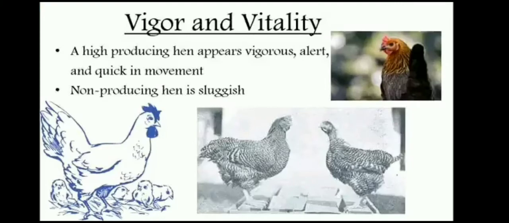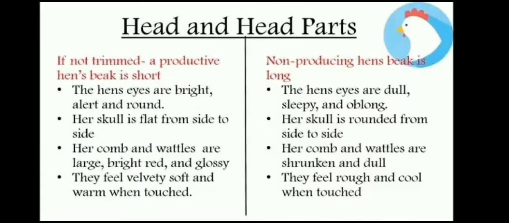And then, vigor and vitality. A high-producing hen appears vigorous, alert, and quick in movements. It is healthy and alert. A non-producing hen is sluggish and slow to eat.